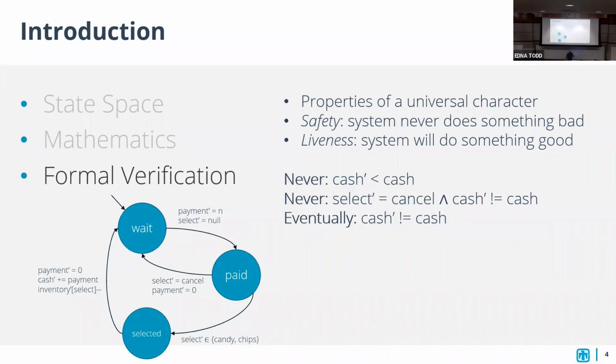So in the context of our vending machine example, what does this look like? Well, we can come up with three things just off the top of our heads. These are things that should never happen in our vending machine. It should never be the case that when the cash changes, that is when we have a cash prime, it should be less than the old value of the cash. So our internal representation of how much money we have in the vending machine should be monotonically increasing, right? The second one is, it's never the case that if we cancel, the cash changes. So we don't want to collect money from anybody if they hit the cancel button, right?